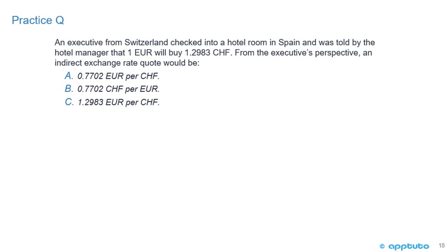Another practice question. An executive from Switzerland checked into a hotel room in Spain and was told by the hotel manager that €1 will buy 1.2983 CHF, which is the Swiss franc. From the executive's perspective, an indirect exchange rate quote would be A, 0.7702 euros per Swiss franc, B, 0.7702 Swiss francs per euro, or C, 1.2983 euros per Swiss franc.